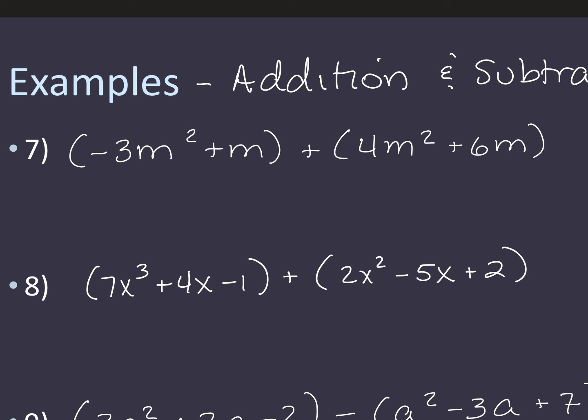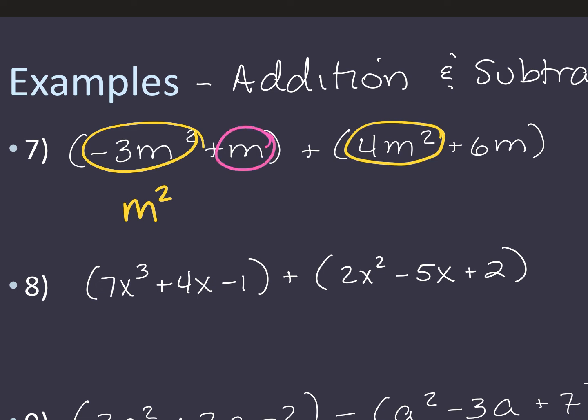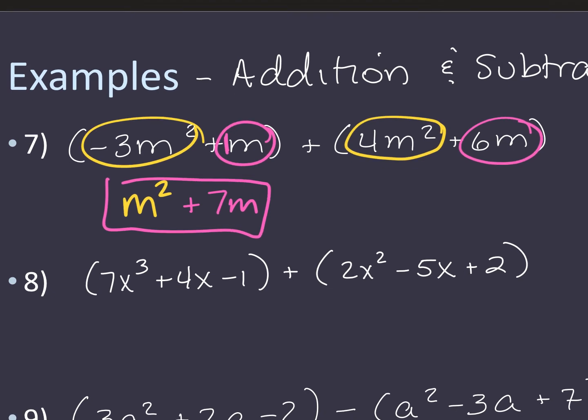So for the first one, we're adding. When we add, we ignore the parentheses. We don't need them. They don't mean anything to us. So I have -3m squared and 4m squared. So these are my like terms here because they both have that m squared part. So -3 plus 4 would be 1m squared. And again, we don't write the coefficient if it's 1. Next, I have m plus 6m. So when we don't have a number out front, it's implied that that's 1m. So 1 plus 6 would be 7m. So our answer is m squared plus 7m.